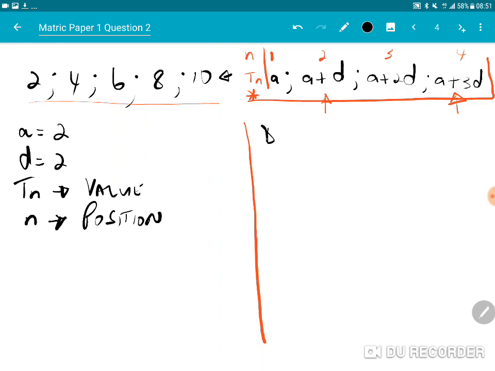To determine D, the common difference is equal to T2 minus T1, and that is equal to T3 minus T2, and so forth. So it will always be the term on the right hand side, and you subtract the term on the left hand side, and then you would get the difference. And we would look at examples of that as well.